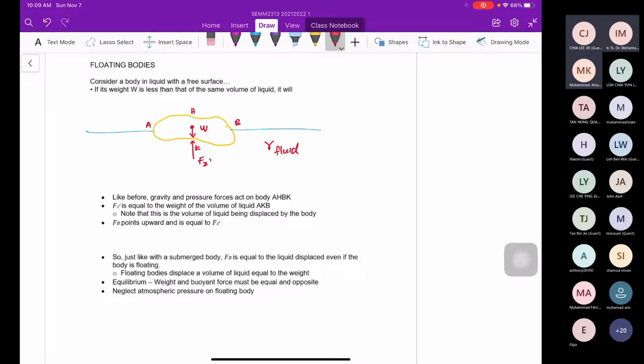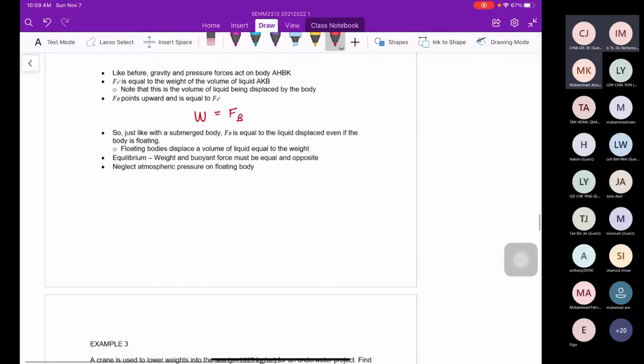Again, the weight of the body must be equal to the buoyancy force. So what is the buoyancy force? Fb is equal to gamma of fluid multiplied with the displaced volume.